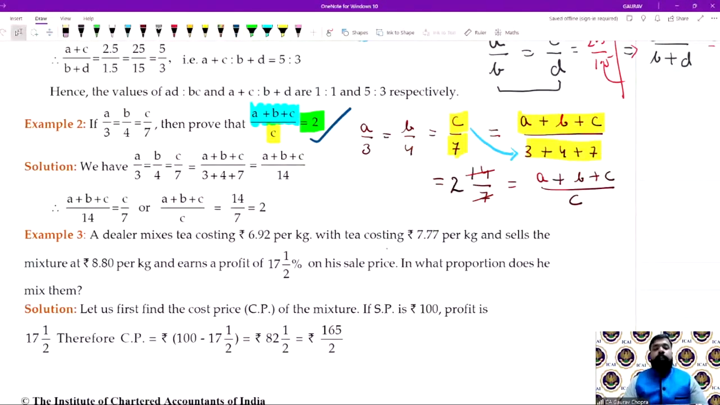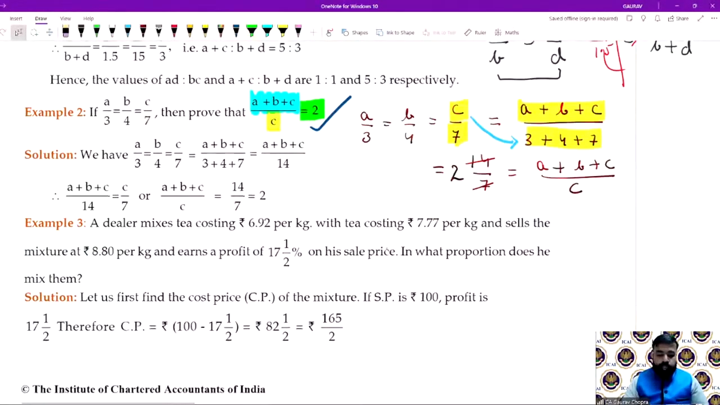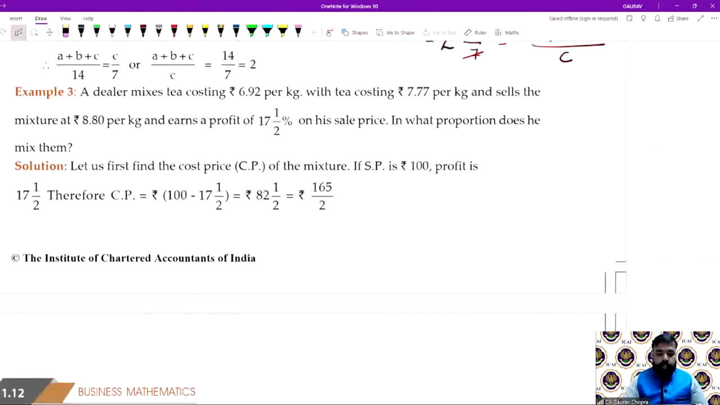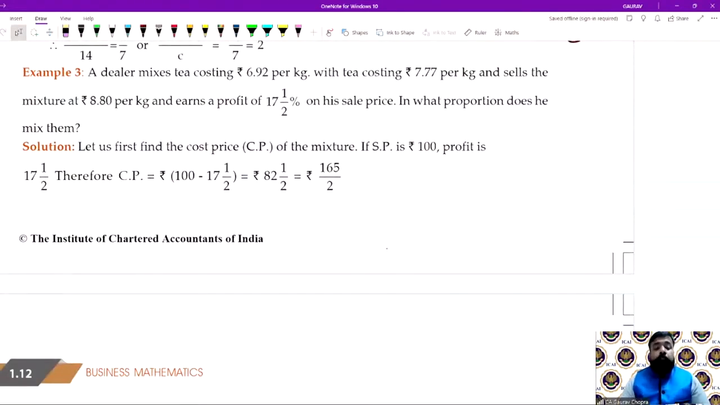So this was example number 2. Now comes example number 3. A dealer mixes tea costing rupees 6.92 per kg with tea costing rupees 7.77 per kg. That means there are two varieties of tea. The price of the first one is 6.92 and the price of the second one is 7.77.